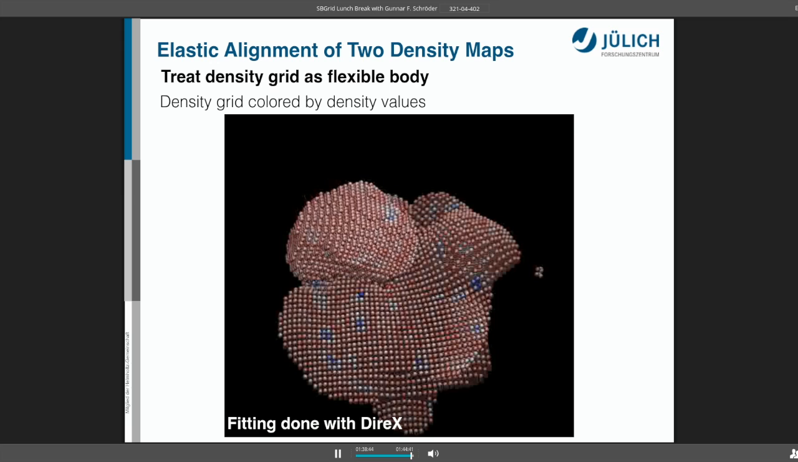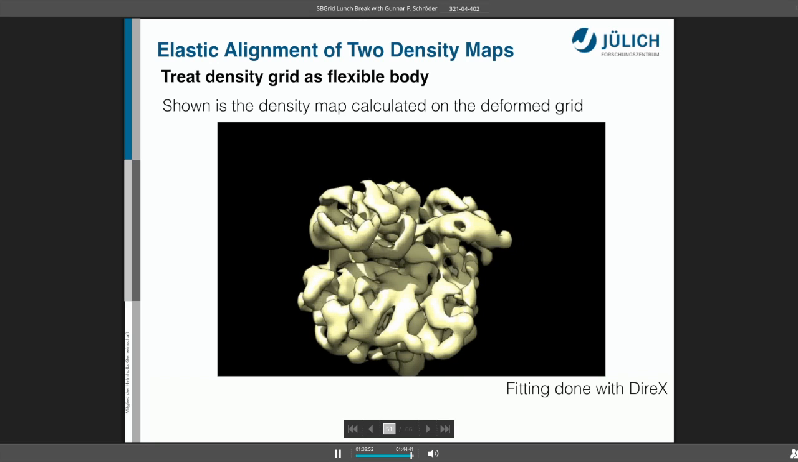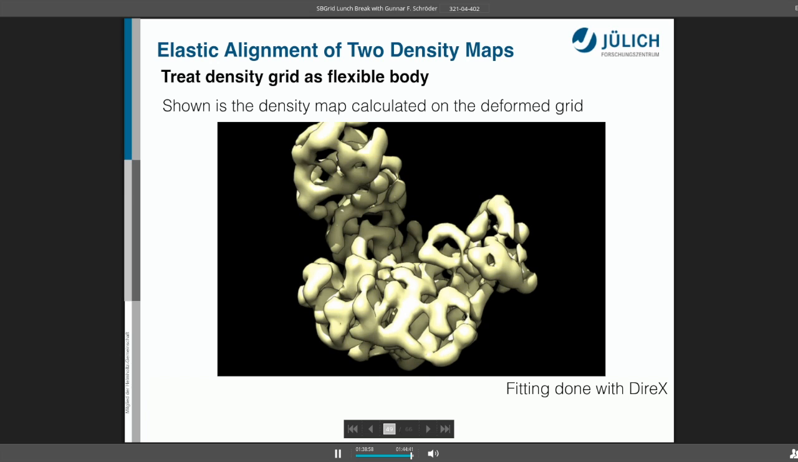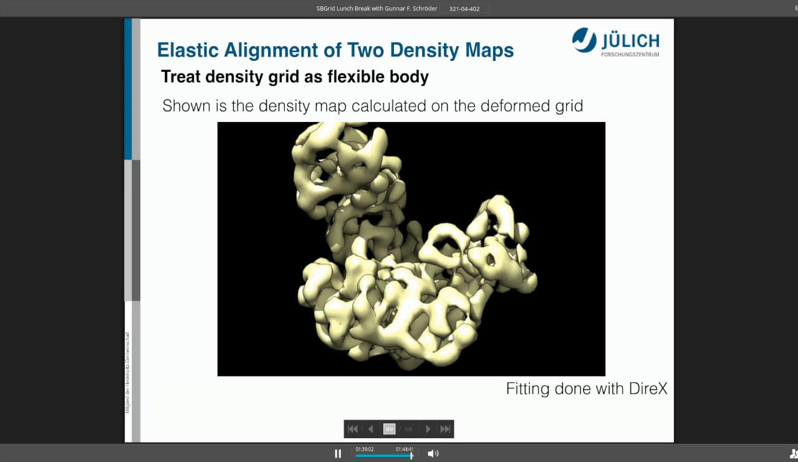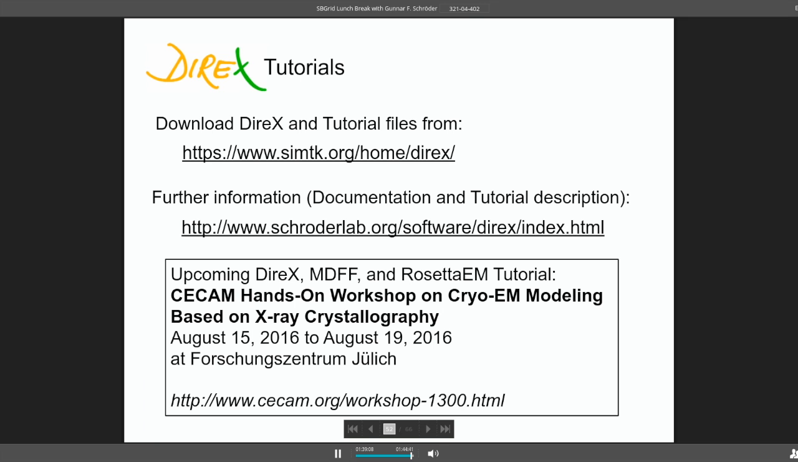So this is the same trajectory, the same motion, but now we are looking at how the density map deforms. That's based on the deformed grid. Now locally the density map doesn't really change that much, but it's a global deformation that we are interested in here. So that was it.